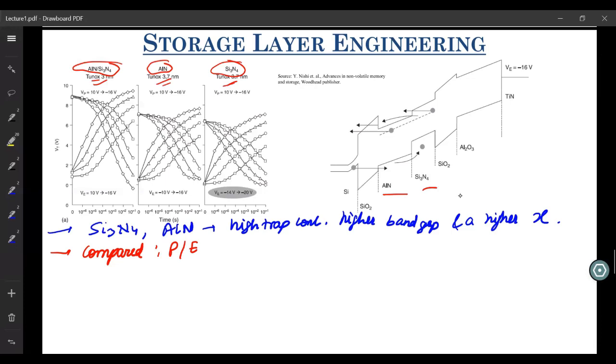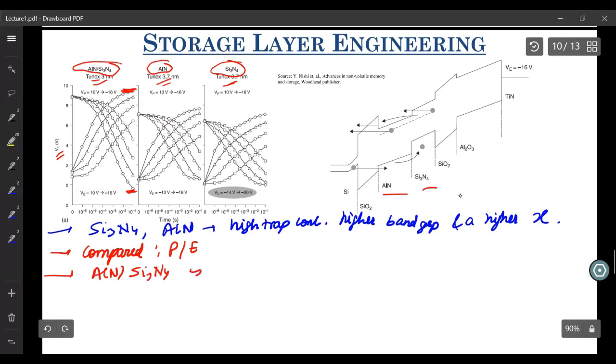Okay. So with that, what people observed was that in this case of ALN and Si3N4 stack, you see that the maximum VT versus the minimum VT, the range is very large. So what people observed experimentally was that your stack of ALN and Si3N4 yields maximum memory window.